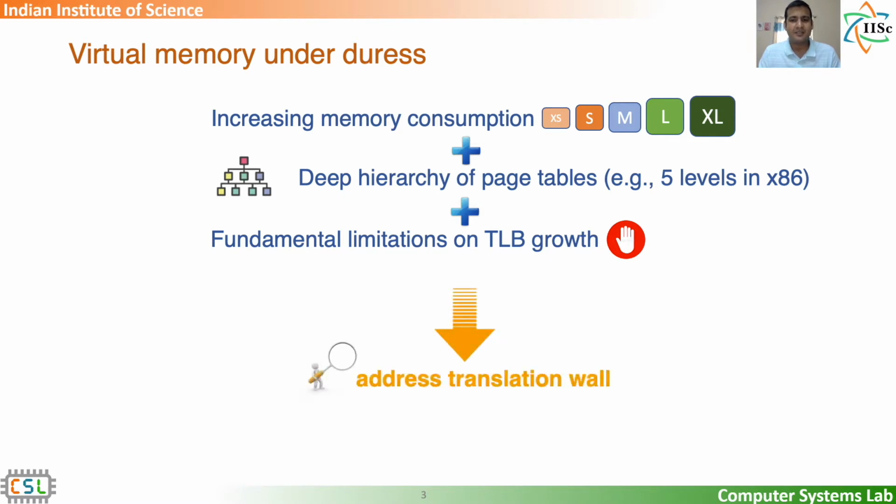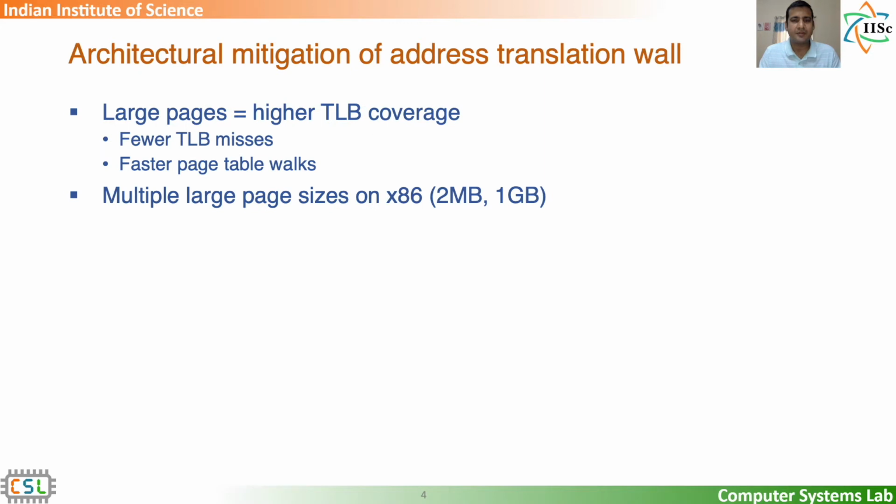Combined together, these factors lead to a phenomenon that we refer to as the address translation wall, where the memory management unit spends a significant fraction of CPU cycles in translating virtual addresses into physical addresses. We can deal with the address translation wall with large pages that essentially increase the coverage of TLB, as a result of which we not only get fewer TLB misses but also shorter and faster page table walks.